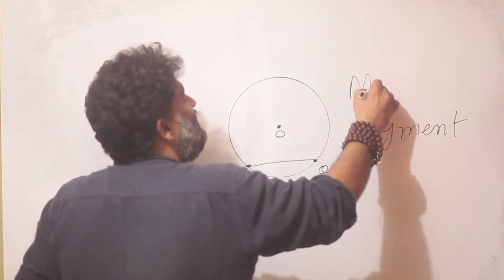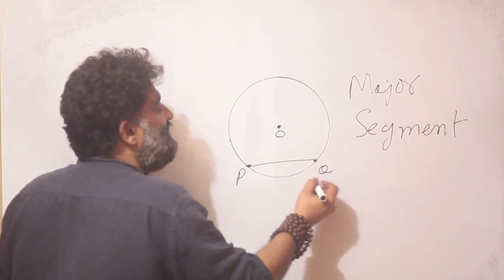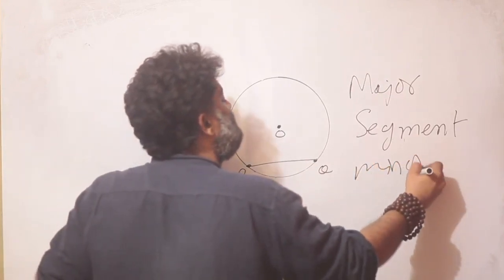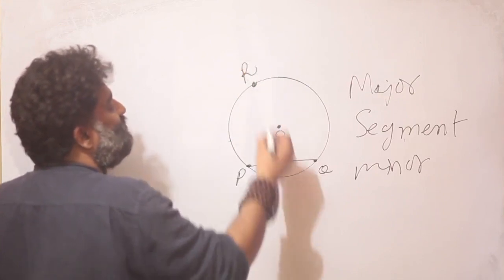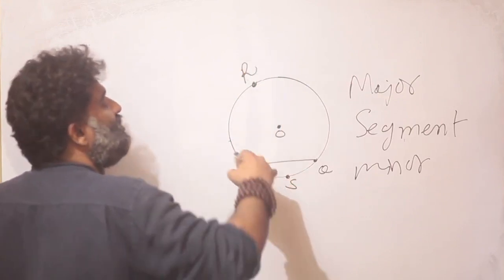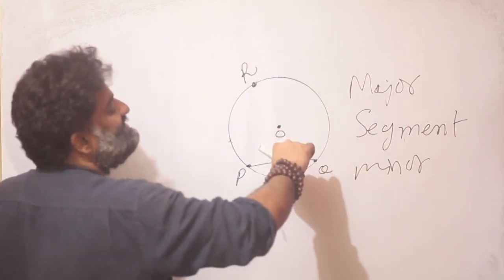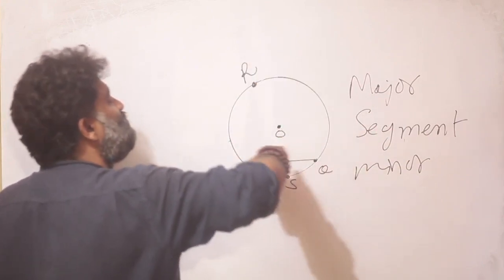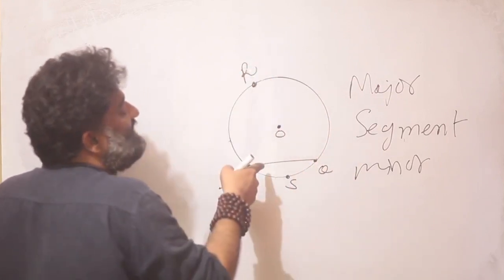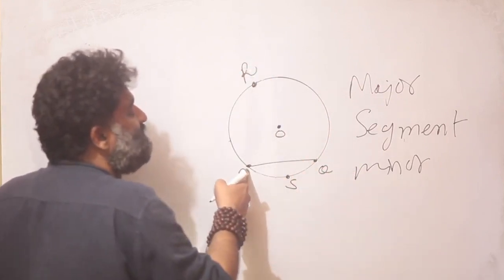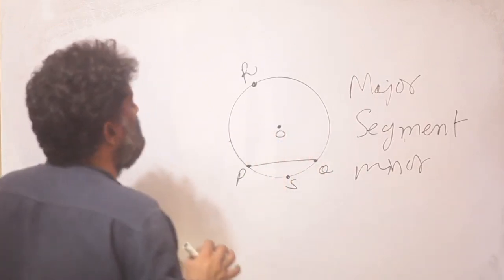So the big part will be called the major segment, and the small part will be called the minor segment. To make it more clear, throw in a couple more points, maybe throw a point R here and S here. So the major segment would be PRQ, so that it is even more clear that between P and Q we are going in this particular direction or this side of the circle. And similarly the minor segment would be PSQ. So just the definition, and a very easy definition at that.